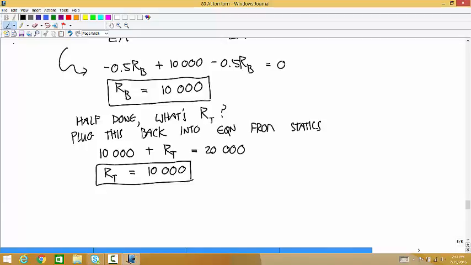Okay, maybe I should have done a cooler example where that force wasn't at the midpoint, because then we would have gotten different answers for RB and RT. But still, we had a problem that we couldn't do based on the statics, and we used the way that the material deforms to figure out how the load was distributed between the two reactions. And that's the idea of statically indeterminate. Any questions?